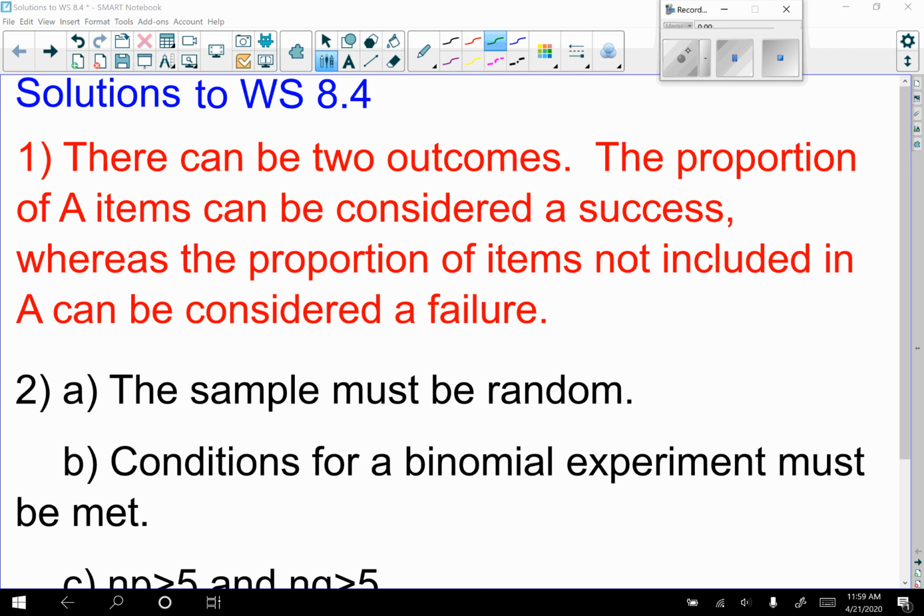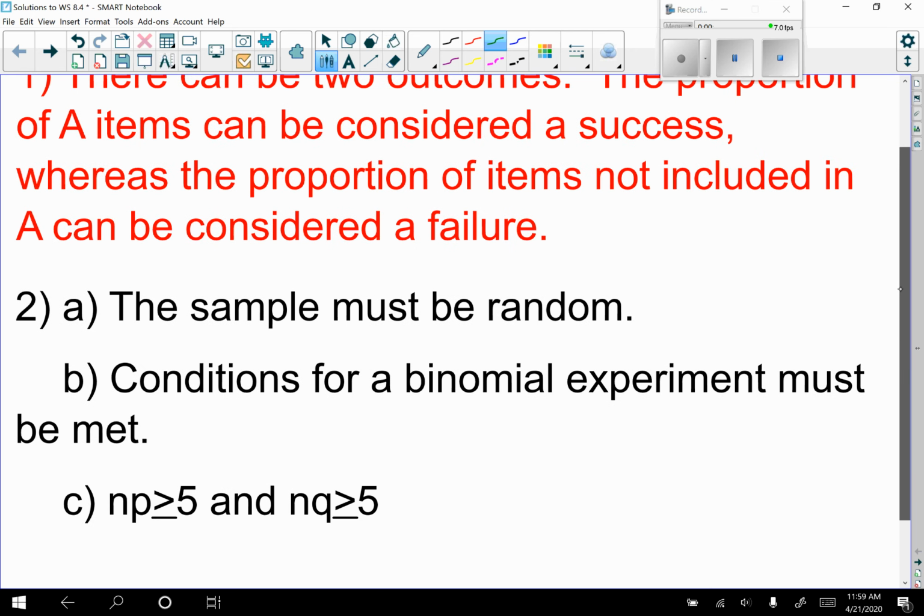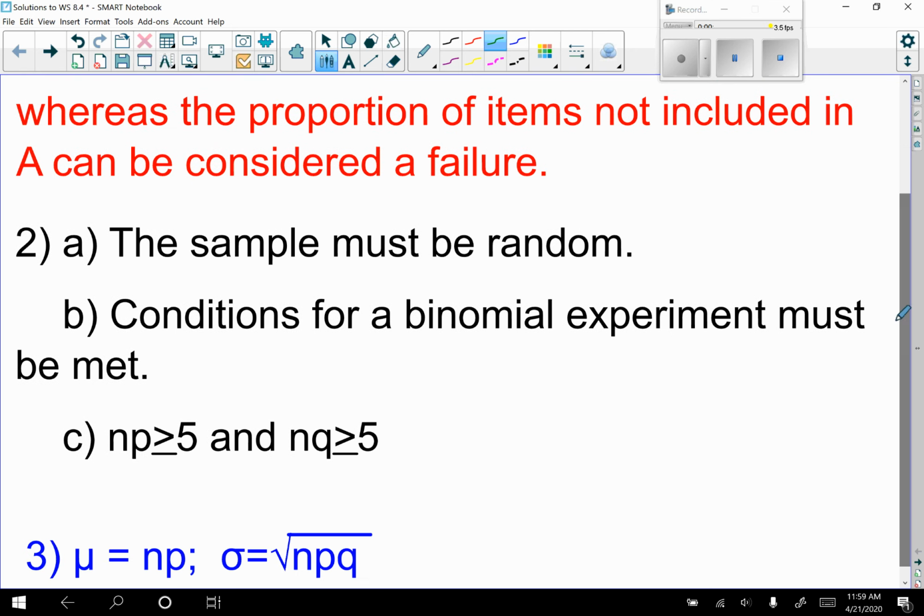So here are the solutions to worksheet 8.4. Question 1 was just going back over why we consider a proportion to be a binomial variable, essentially because we're just looking for two outcomes that we can consider a success or failure. In question 2, this is just from the notes, the assumptions that I have listed.